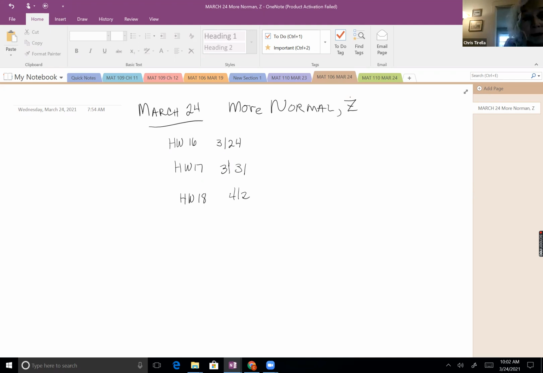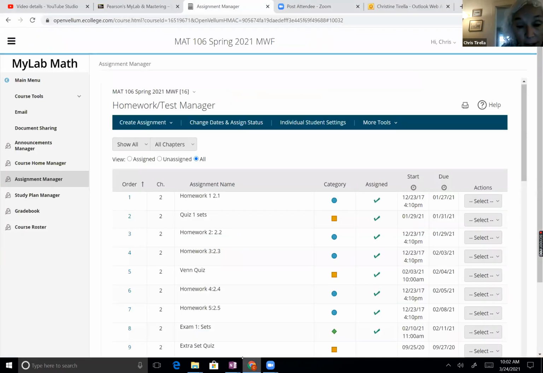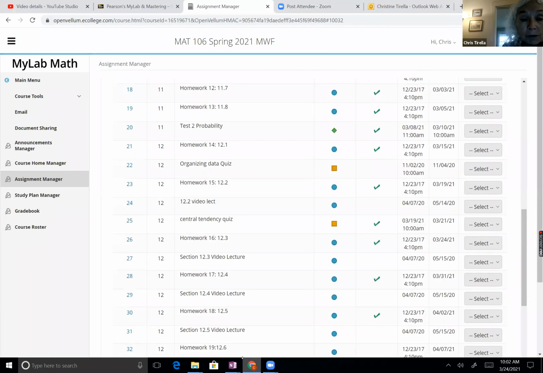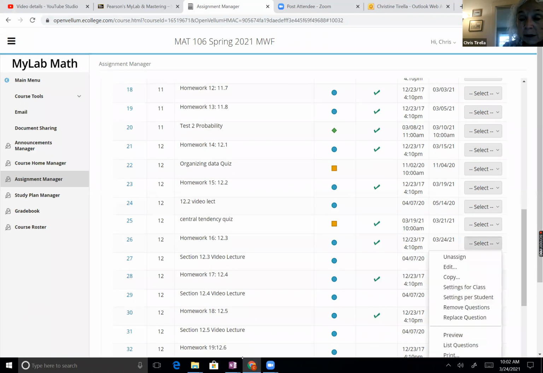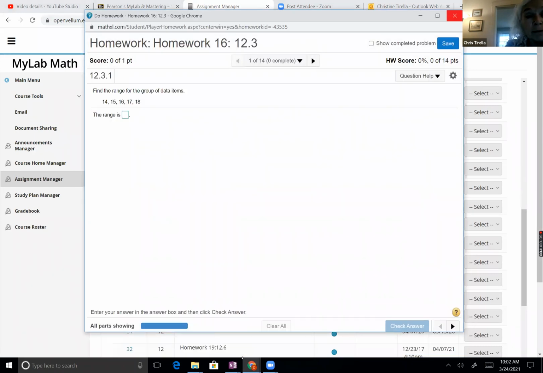Before we get started, does anybody want to look at any questions from the homework? Does anybody have any issues with any of the measures of central tendency or the measures of dispersion? Any questions on that? Homework 16, finding the standard deviation. Does anybody want to look at any of those, or are you guys all right?